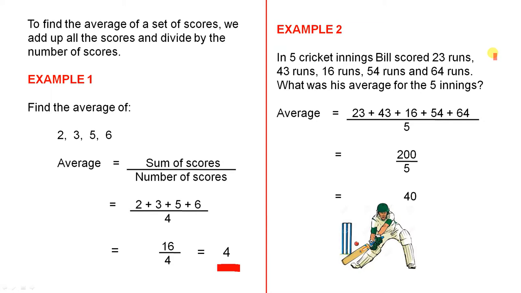Example 2. In 5 cricket innings, Bill scored 23 runs, 43 runs, 16 runs, 54 runs and 64 runs. What was his average for the 5 innings? So if we add all the numbers up, here they are, the 5 numbers, and we divide by 5. So the 5 numbers add up to 200, and we divide by 5, so 200 divided by 5 is 40. So Bill's average was 40 runs.